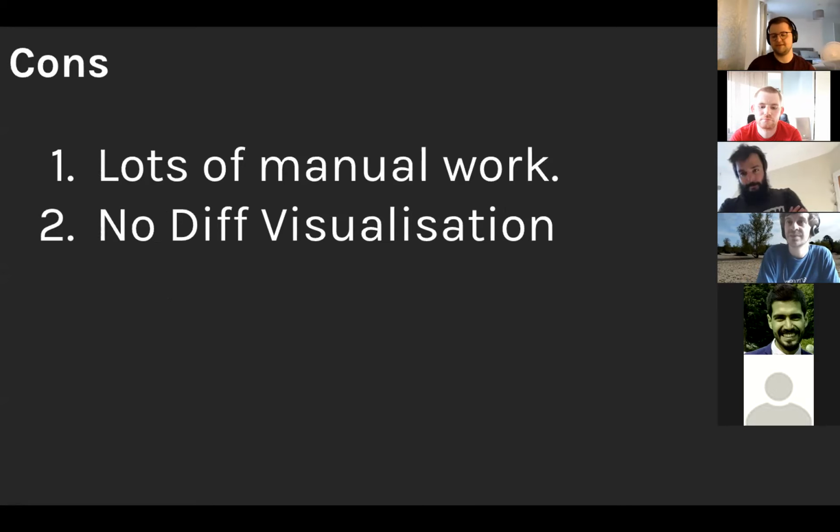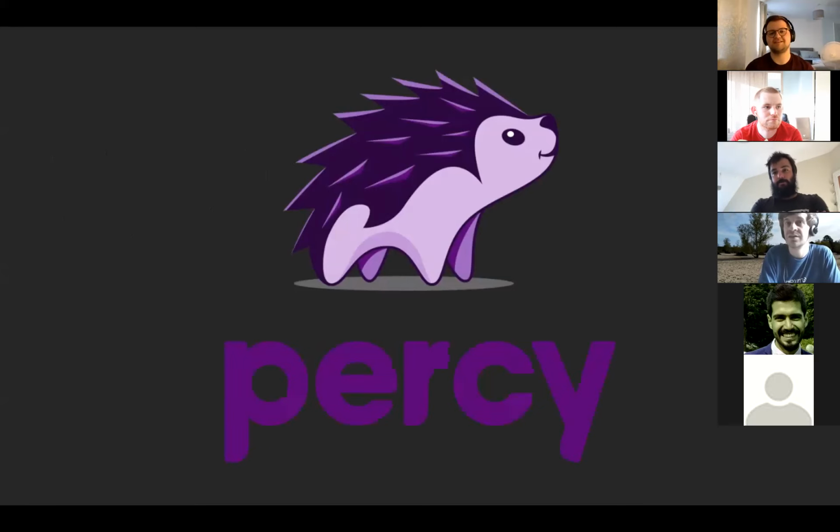So we can automate a lot of this away, and we can do that with a cloud-based visual regression tool. And in this case, I'm going to talk about Percy. So yeah, Percy's a cloud-based visual regression testing software, and it's quite neat. It takes a lot of that work away from us and automates a lot of it for us.